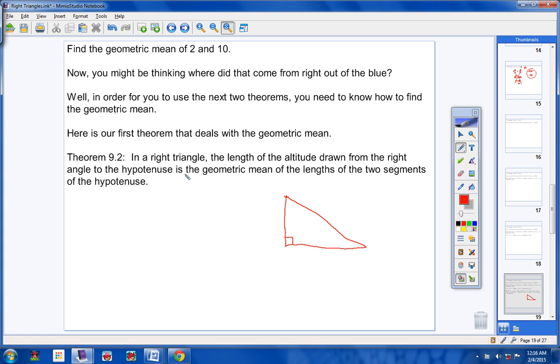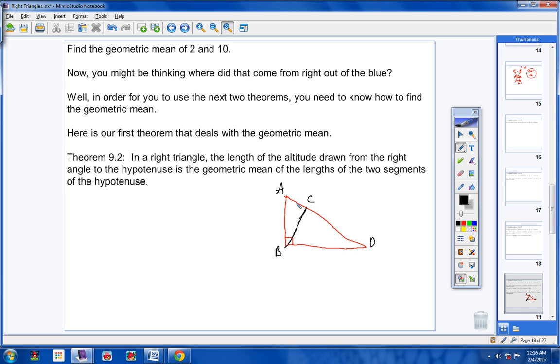Now, here's what it says. In a right triangle, the length of the altitude drawn from the right angle to the hypotenuse. So here's my altitude. Are you ready? I'm going to draw it right here. It's got to be perpendicular, so it'll be about right here. There's my altitude. Let's go give this some names: A, B, C, D. Now, the length of the altitude drawn from the right angle to the hypotenuse is the geometric mean of the lengths of the two segments of the hypotenuse, okay?